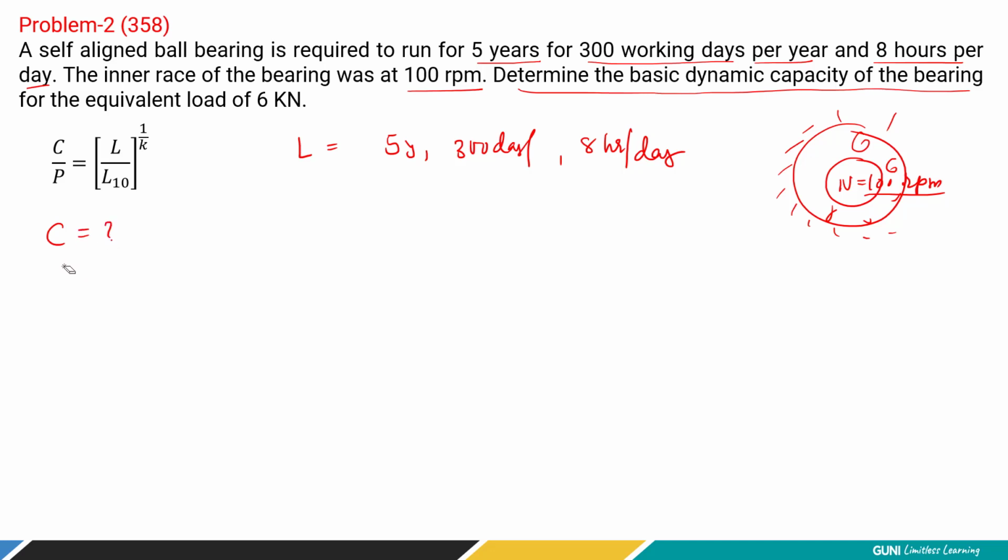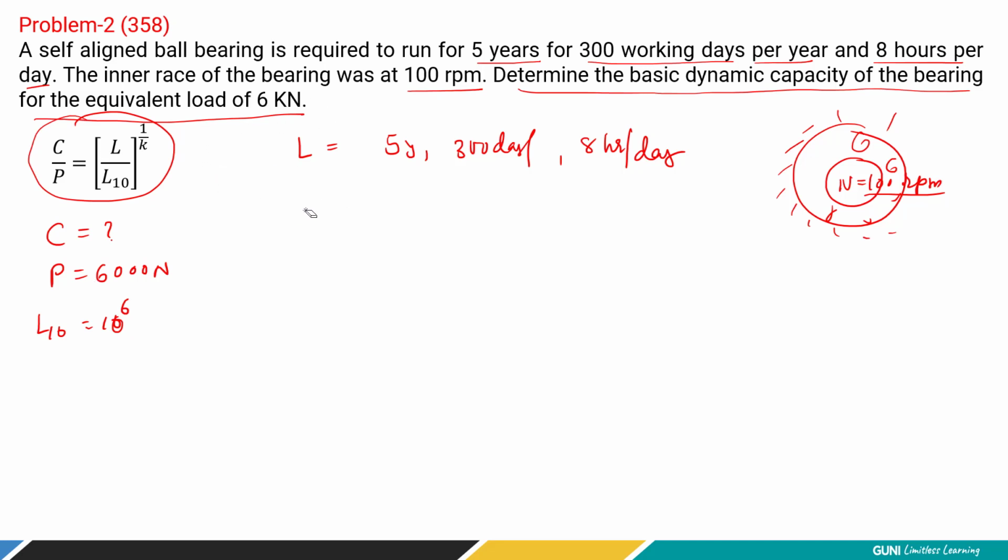The P is given. The equivalent load is 6 kilonewton. We are applying 6 kilonewton load. Okay, so very simple. This equation we have to find out. So L10 we are going to take as 10^6. That is known to us. It's a standard theoretical value. Any anti-friction bearing must survive 10^6 revolutions. It is the expected life, the theoretical life, right?